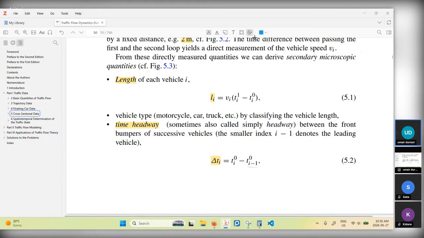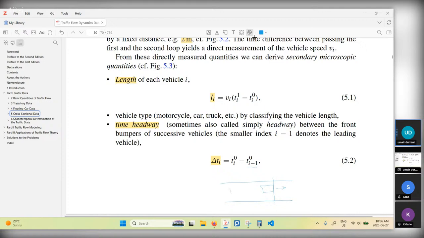So we are now looking at I minus 1. I minus 1 means the lead vehicle. So the lead vehicle has entered. If I draw this here, we have this road segment, and on this cross section we have the loop detector. So the first vehicle has its front center entering the loop and then it leaves.